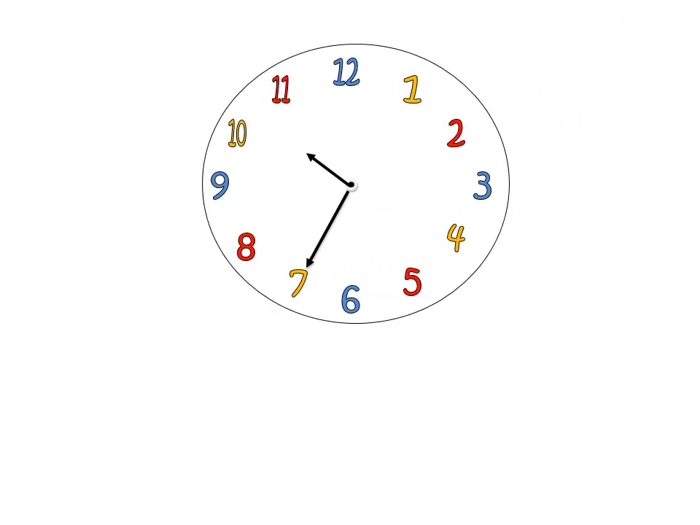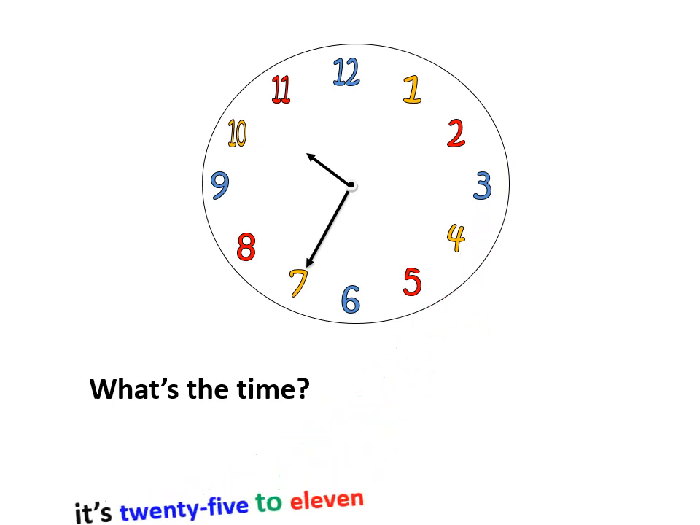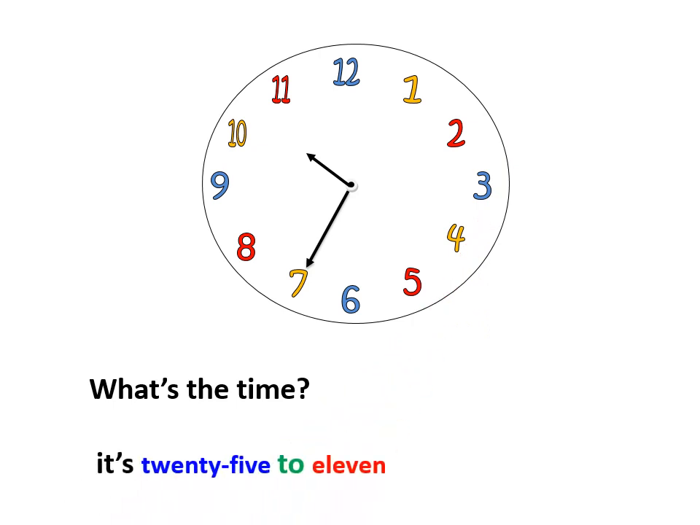What about this one? The long arrow on 7 and the short arrow on 10. So, I'm on the left part. I don't use past. I use what? Yes, that's it, to. So, what's the time? It's 25 to 11.